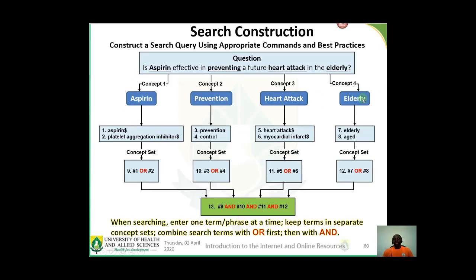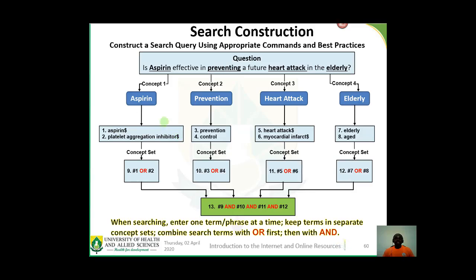And concept 4, elderly. Now, from the strategy we have learned, it means we need to find out, are there any other terms by which authors may refer to these concepts? Yes, of course. So aspirin may be referred to as platelet aggregation inhibitors. Now we have placed the truncation symbol, the $ sign, here just to show that there may be other derivatives. For example, aspirin here may be aspirins, and inhibitor here may be inhibitors. Whatever anybody uses, this system should be able to retrieve it.